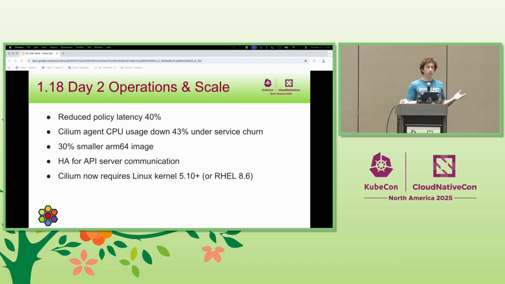All of these enhancements have really played into day 2 operations and scale for Cilium too. So we have things like reduced policy latency by 40%, decreased CPU usage by 43%, smaller images, and we now have HA for the API server communications. So lots of great things from the latest Cilium release.